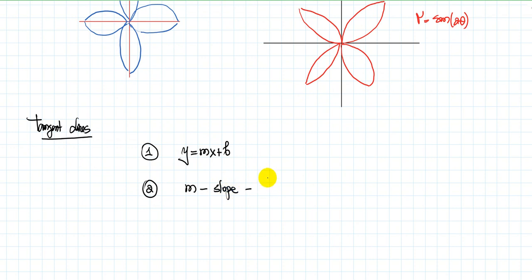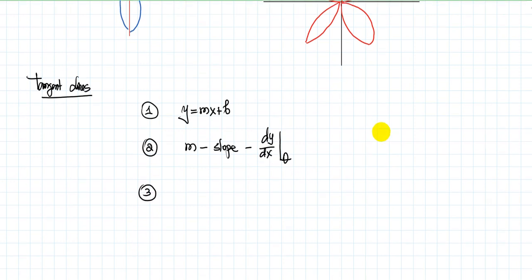So we need to find the derivative of y with respect to x and evaluate this at the given theta, right? Theta in our case is the parameter, okay? So step number 3 is we need to find the coordinates of the point in the rectangular coordinate system, right? x0 and y0. So x0 can be found as, how can I find x0? By multiplying r of theta by cosine of theta, and y0 can be written as r of theta times sine of theta.